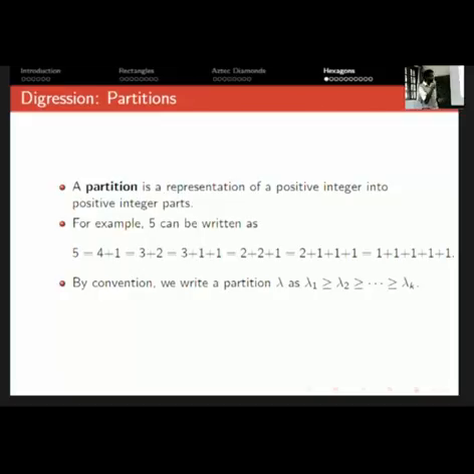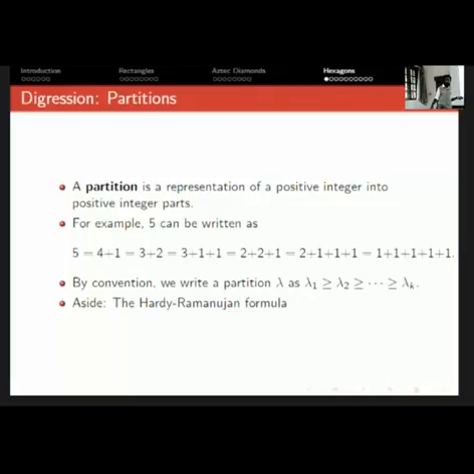This is well known. And by convention, we're going to order them in weakly decreasing order, so non-increasing order. So they're going to be going downwards.